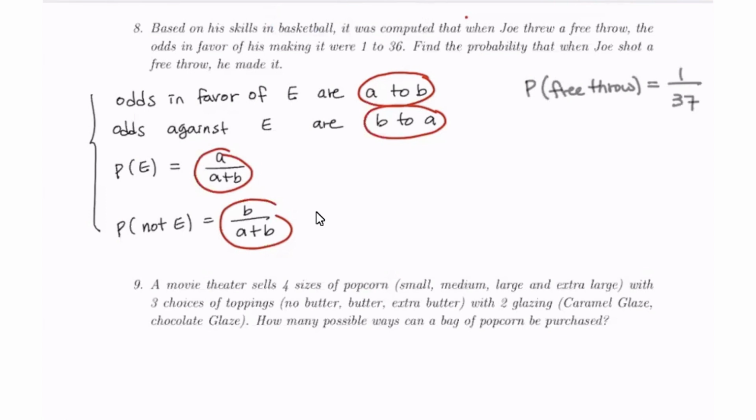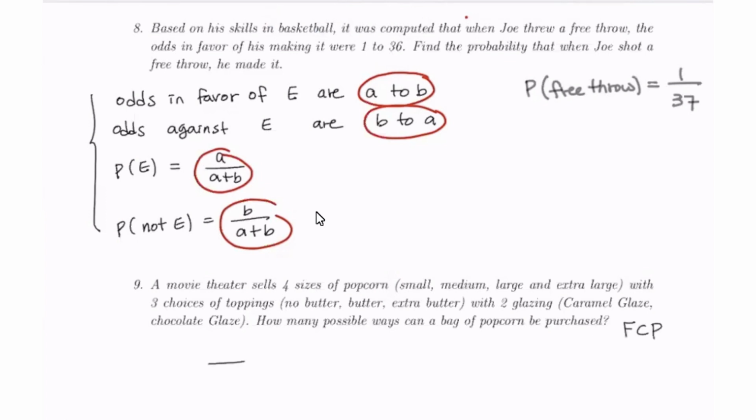Let's move to number 9. A movie theater sells 4 sizes of popcorn, 3 choices of toppings, and 2 glazings. How many possible ways are there to bag the popcorn? This is the fundamental counting principle.